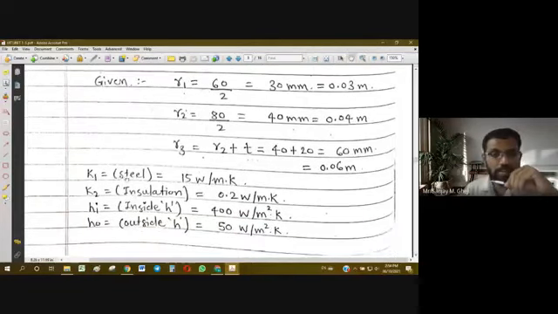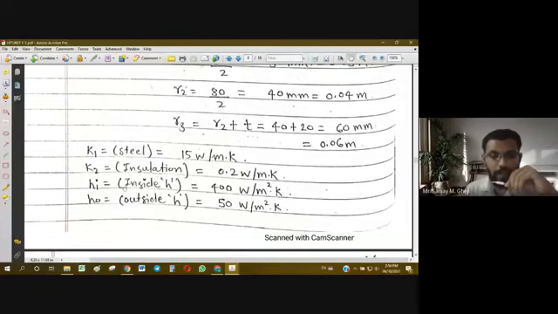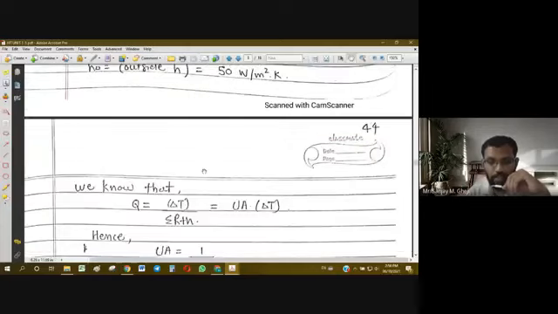Now K1, the thermal conductivity of the steel tube, is 15 watt per meter Kelvin, given in the problem. For insulation, K2 is 0.2 watt per meter Kelvin. The heat transfer coefficients on inside and outside, hi and ho, are also given. hi is for hot gas, 400 watt per meter square Kelvin, and ho on the outside air is 50 watt per meter square Kelvin. So all this is given data that we have just taken down.